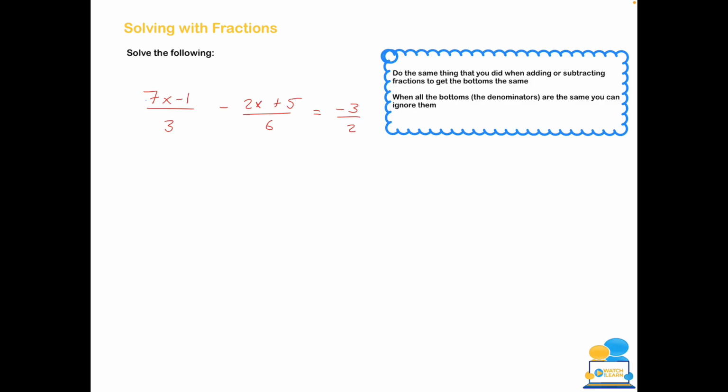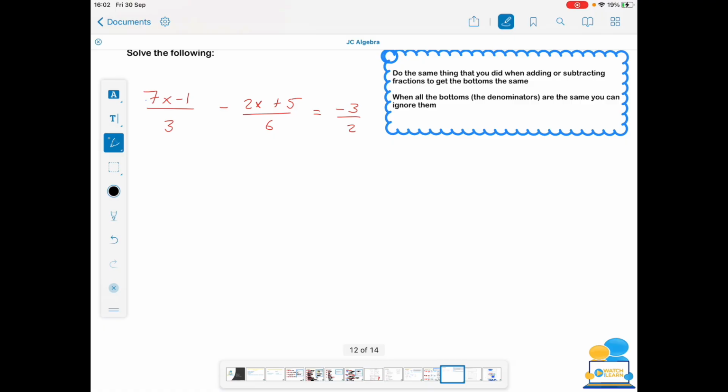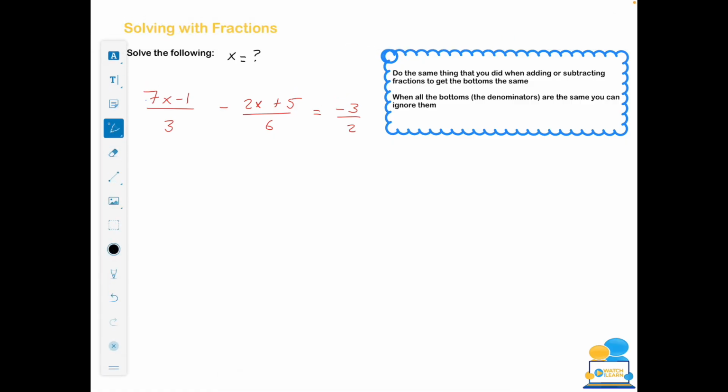Okay, so what we're going to do, solve, we know from earlier. So solve always means we want x equal to a number. So at the end of this, we'll have x equal to something. Okay, basically what we're going to do is exactly the same thing as we were doing when we were adding or subtracting the fractions, to get the bottoms the same. Okay, when we do that then we can ignore them all. We'll see that when we get there.